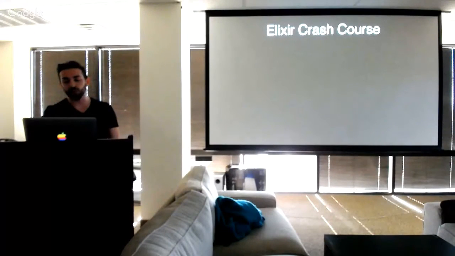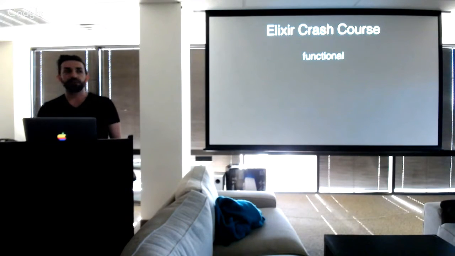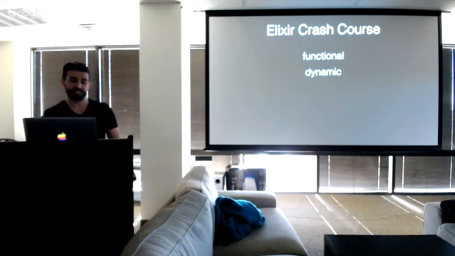So the Elixir crash course. First and foremost, Elixir is a functional language. So no mutability here. This has really been my first experience working with a functional language for some amount of time, and have really enjoyed how it helps change my thinking about programming, and how the different elements of a functional language really change the way you might build an application. It is dynamic, so it's not statically typed. There are annotations for types, but it is a dynamic language.